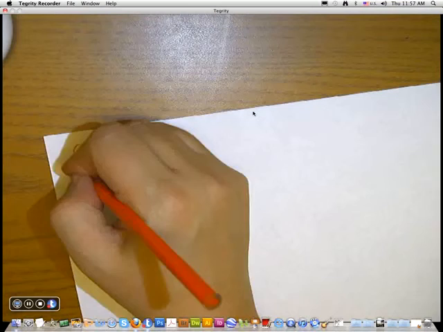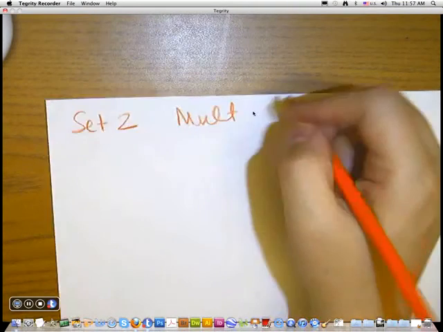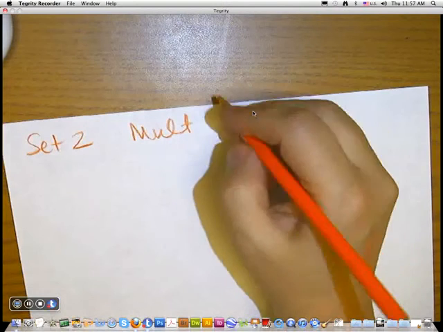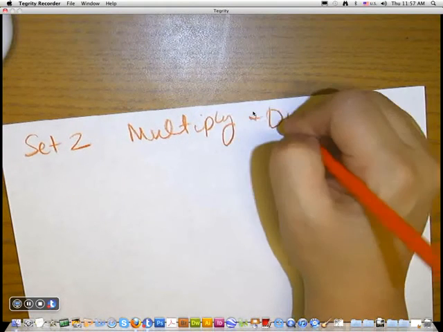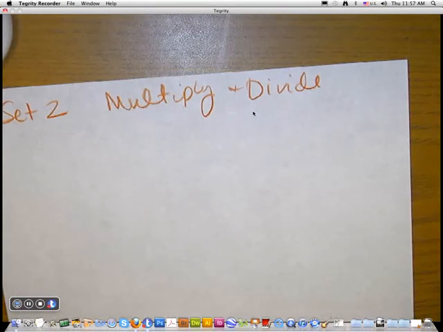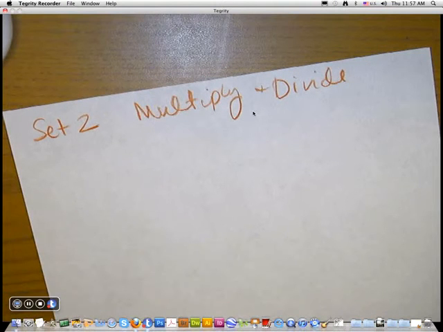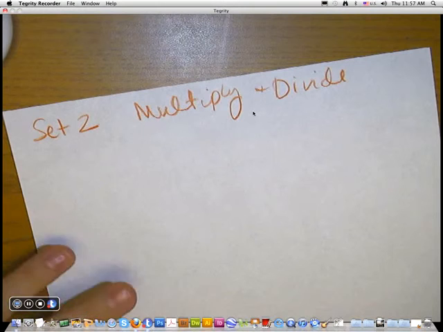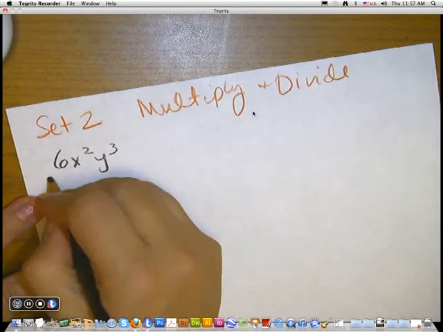Alright, set 2 is multiply and divide our rational expressions, so our fraction functions. We tend to like multiply and divide as long as we remember everything has to be in a parenthesis. It generally works fairly well for us. So let's start with something very simple and basic with a monomial, meaning we don't have any pluses and minus signs.